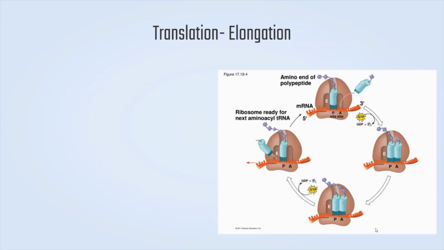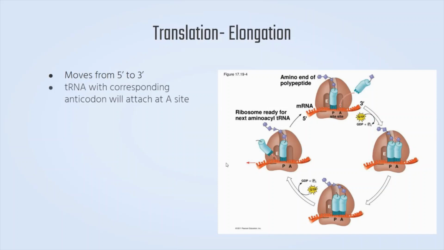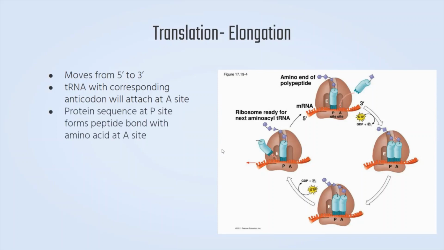The next step is elongation. This will occur from 5' to 3'. The tRNA with the corresponding anticodon will attach at the A site. Next, a protein sequence at the P site will form a peptide bond with the amino acid at the A site. So in this picture, this polypeptide chain will be attaching onto the amino acid at the A site.